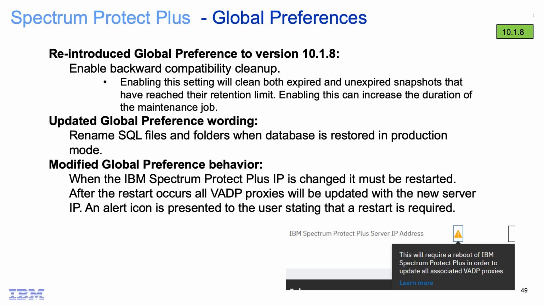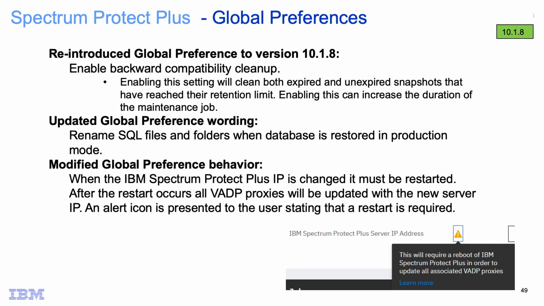We've reintroduced the backward compatibility cleanup global preference, which allows you to clean both expired and unexpired snapshots that have reached their retention limit. We've updated some global preferences wording, and we've also modified the behavior of global preferences. So if the system requires a reboot when you make the change, you'll be told in the GUI.